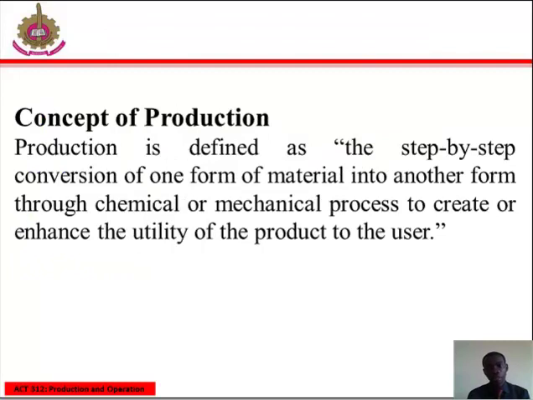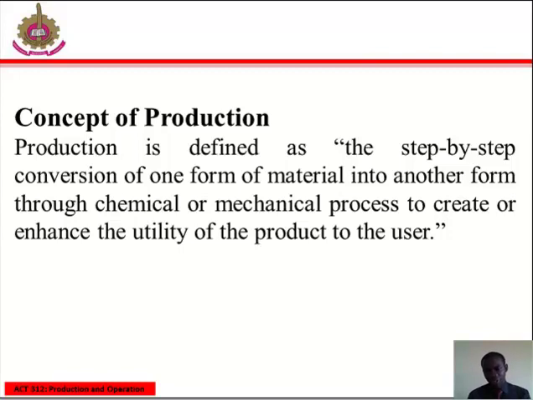Let's start with the concept of production. Production function is that part of an organization which is concerned with the transformation of a range of inputs into the required output, which is the same thing as product, having the requisite quality level. Production is defined as the step-by-step conversion of one form of material into another form through chemical or mechanical process to create or enhance the utility of the product to the user. Thus, production is a value addition process.